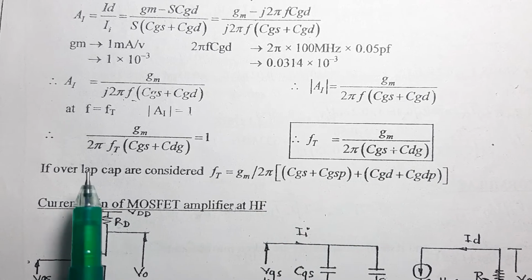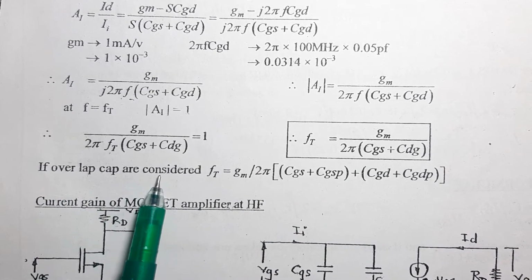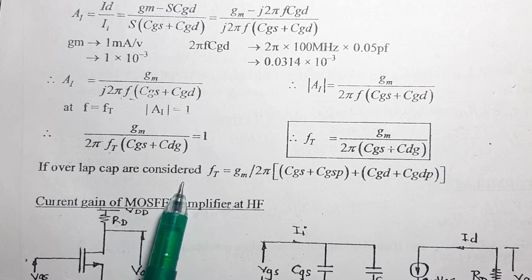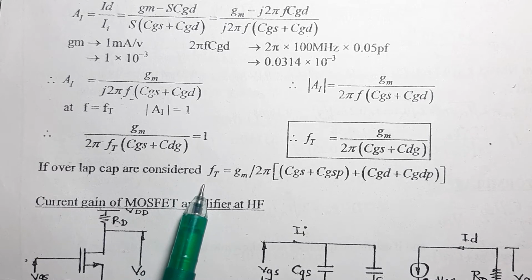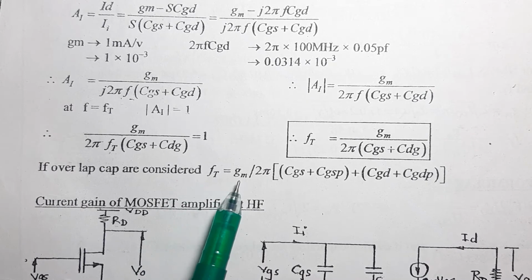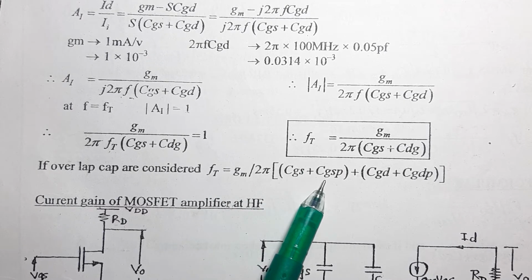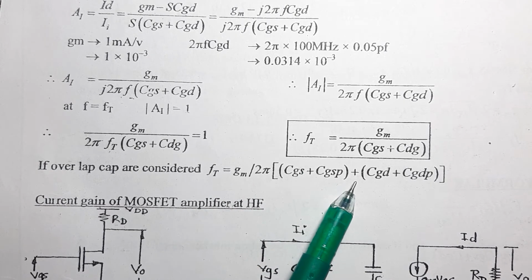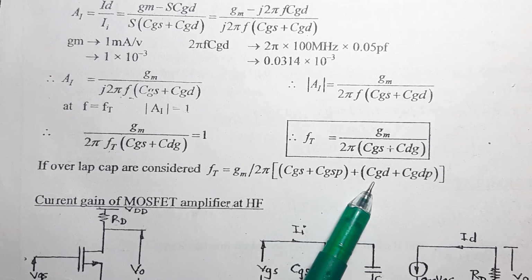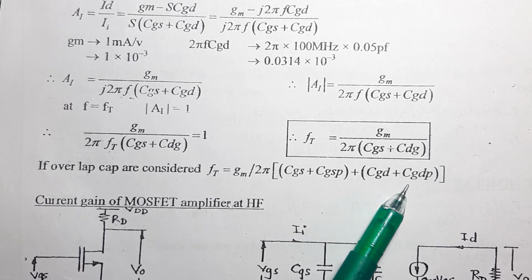Now if the overlap capacitors which we just saw are being considered, then the formula for fT turns out to be gm upon 2π into (Cgs plus Cgsp plus Cgd plus Cgdp) over here.